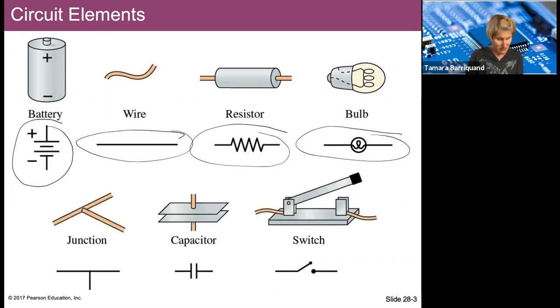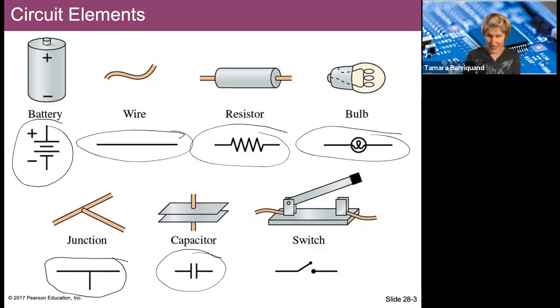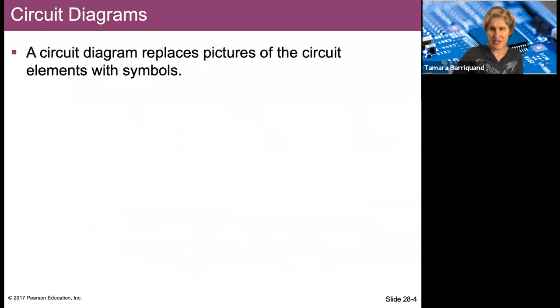We can also have junctions. In that case, they're just the wires, when they come together, they're just drawn as lines connected to each other. As we saw, we can have a capacitor. We just have two lines separated by a space. And this is a switch. So a switch means that when it's open, there's no current flowing. And when it closes, now the circuit is closed and we can have current flow. All right. So circuit diagrams replace pictures of the circuit elements with symbols.